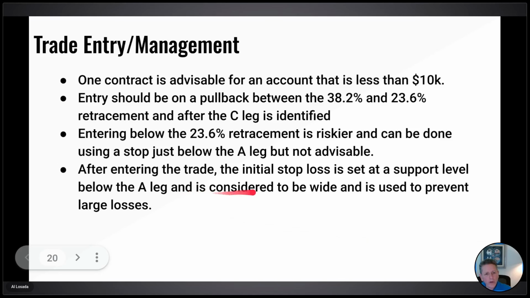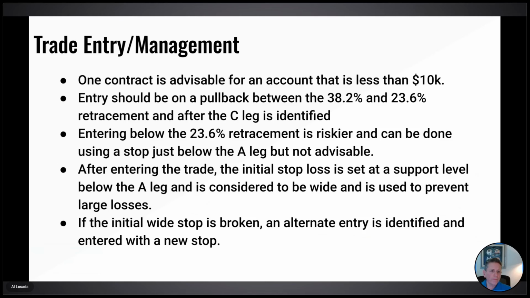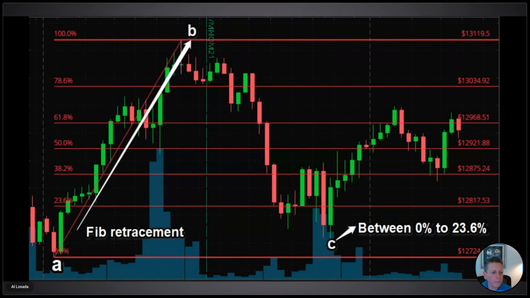All right, so after entering the trade, the initial stop loss is at that support level of the A leg. Okay, so you put a stop loss on the A leg, and that's considered to be wide and to prevent large losses. If the initial wide stop is broken, you can basically stop out of it, wait for the position to come back, and then try it again. Okay. So I'll show you some very specific examples on how to do that.